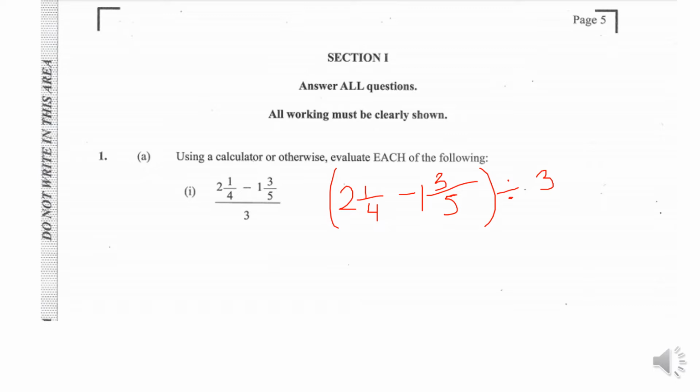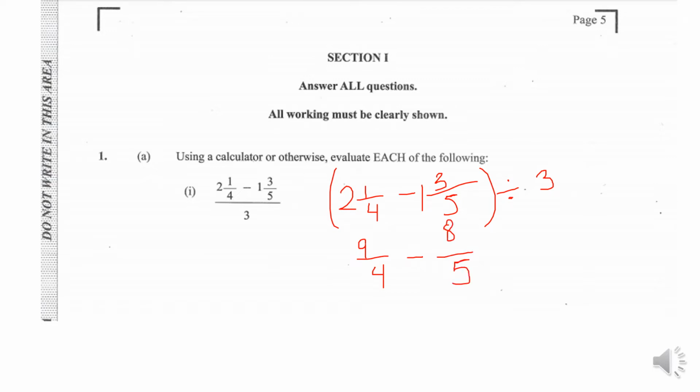Now the rule of thumb is when we are adding or subtracting fractions, we must ensure that we have common denominators. As we can see here, we have mixed numbers, so let's convert these mixed numbers to improper fractions first. 4 2s are 8 and 1 is 9 over 4. 5 1s are 5 plus 3 is 8 over 5.